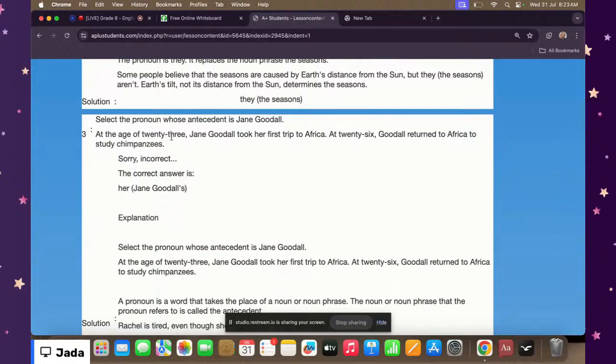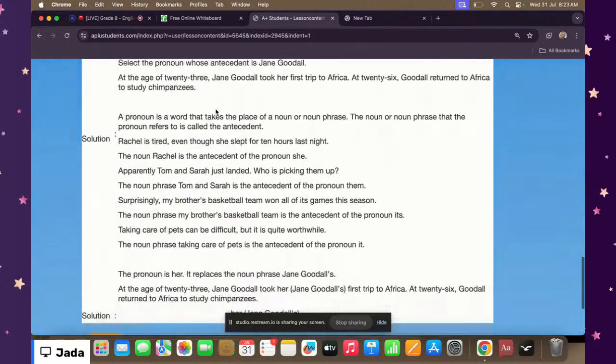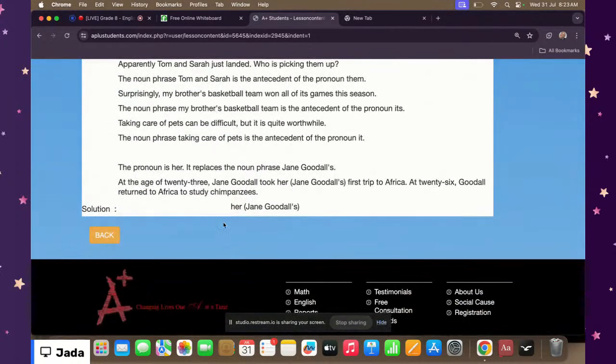At the age of 23, Jane Goodall took her first trip to Africa. At 26, Goodall returned to Africa to study chimpanzees. So Jane Goodall is the antecedent. What is the pronoun here? The pronoun is her. Okay?